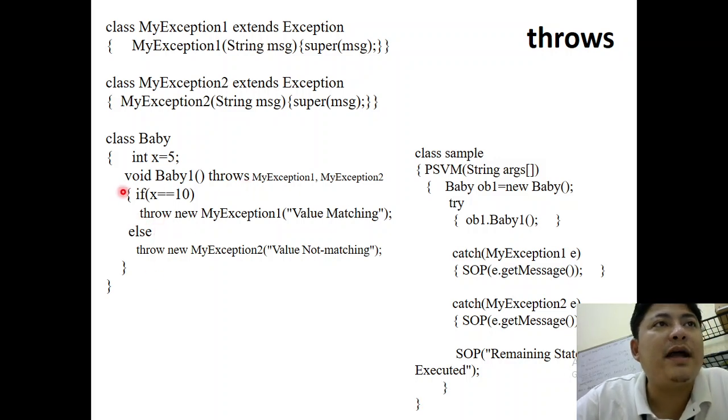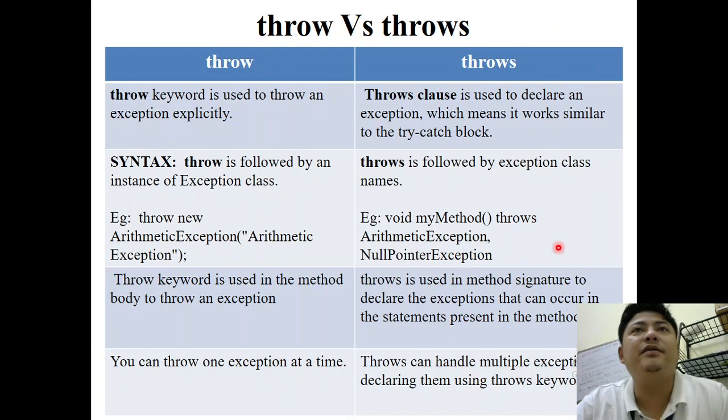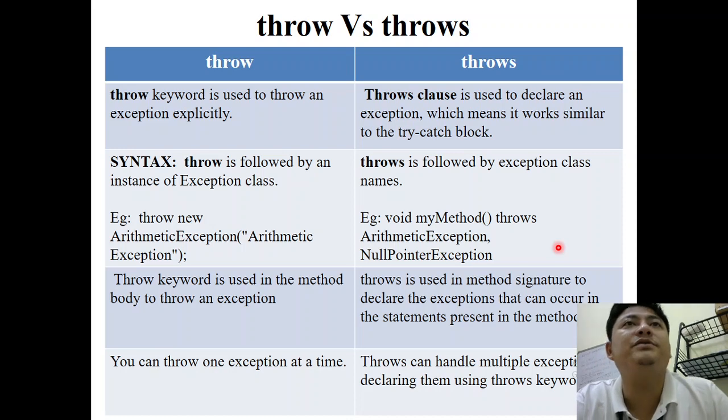Now throws indicates that this method might throw this or this, or both, whatever it is. Since there is an if and else condition, either of them will get displayed. So that's how it works. I hope I made it clear. Now I'll read out the importance of throw and throws.